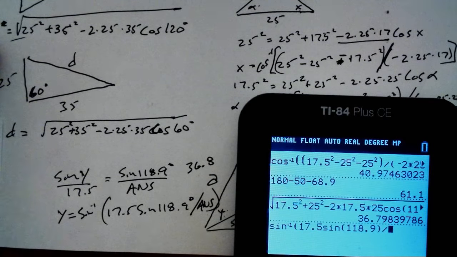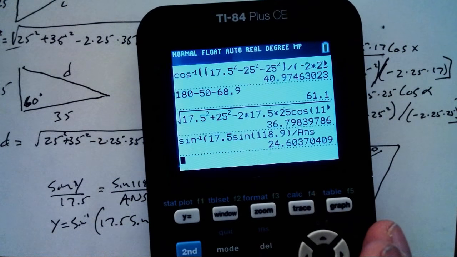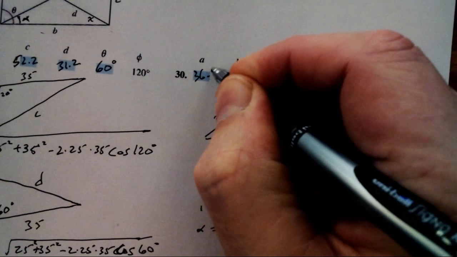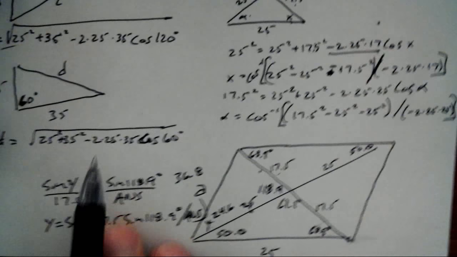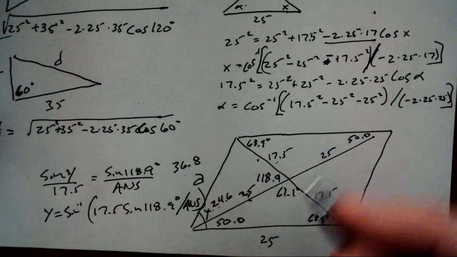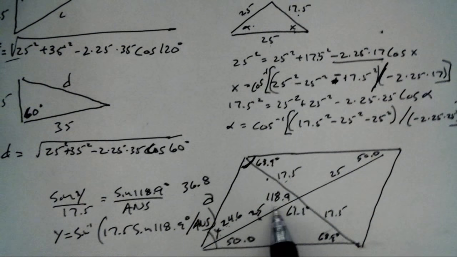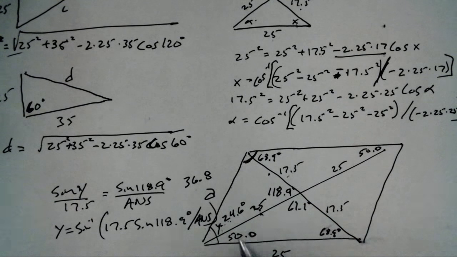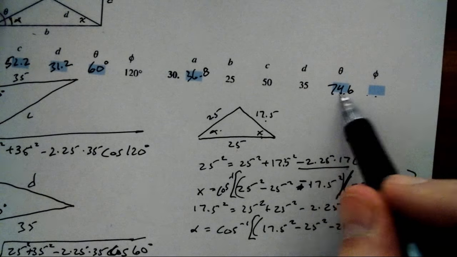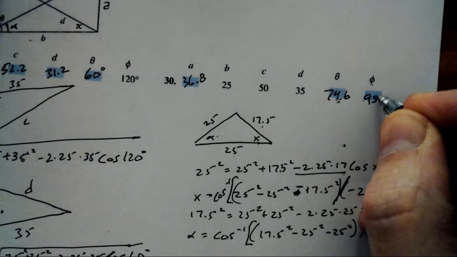If I've got 24.6, let's fill in the things that we need. I learned A. A was 36.8. There's A up above. A is 36.8. I just learned that theta, right down here, is 74.6. And this angle, I can either fill out this triangle here, the angle measures, and subtract from 180, or I could just say I know this angle is supplementary to theta, so this must be 95.4 degrees. Whew, that's a good place to stop right now.